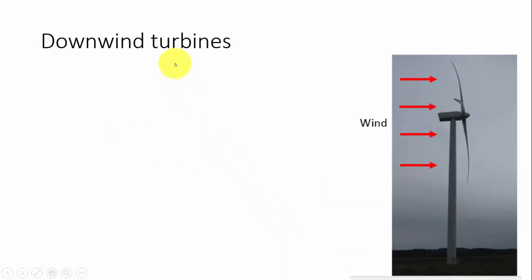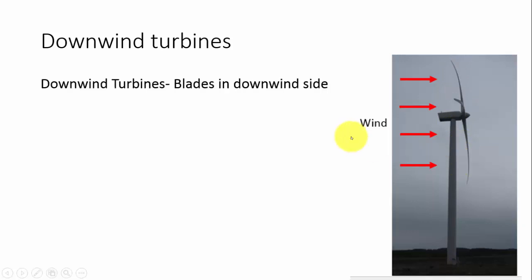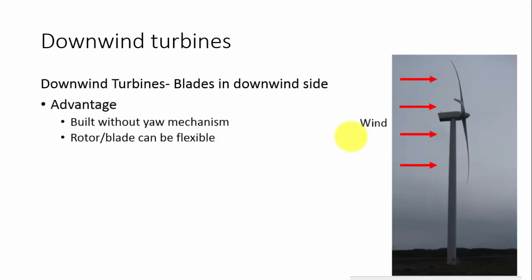In a downwind turbine the wind will be blowing at the nozzle first, and after that the nozzle and this pillar, and behind that the blades are located. The blades are on the downwind side. So it is built without any yaw mechanism. A yaw mechanism is not necessary, because by nature the nozzle will move to the appropriate direction because of the movement of the blade. That is made possible in a downwind type of turbine.